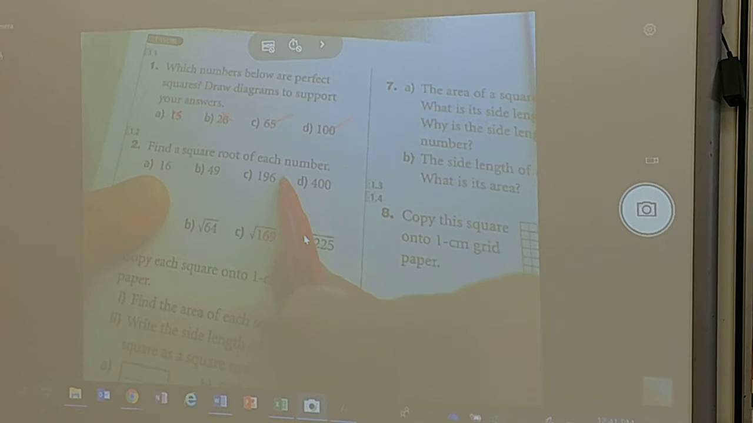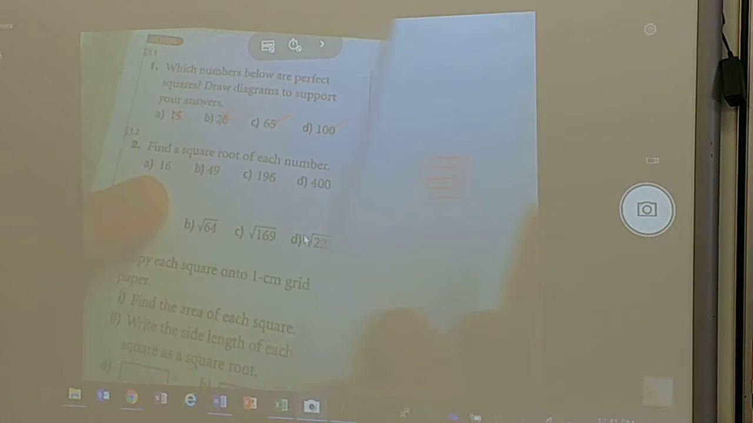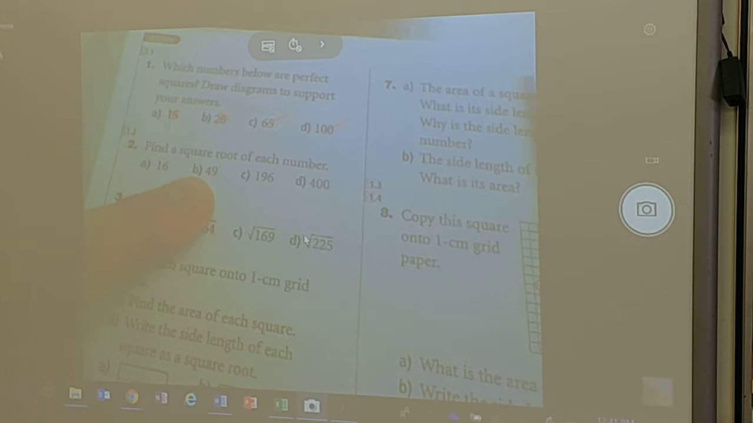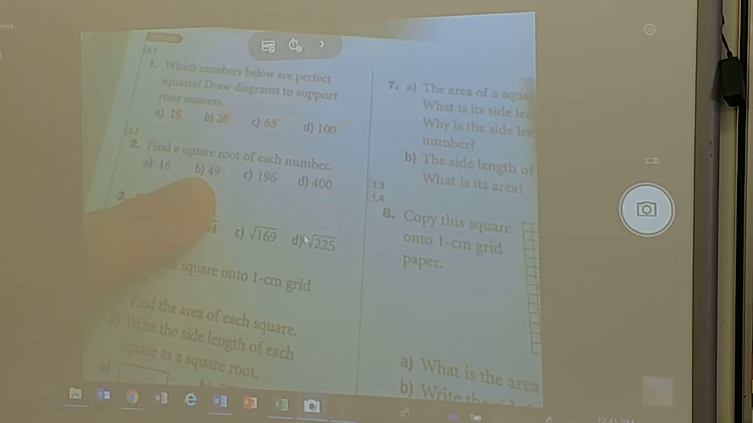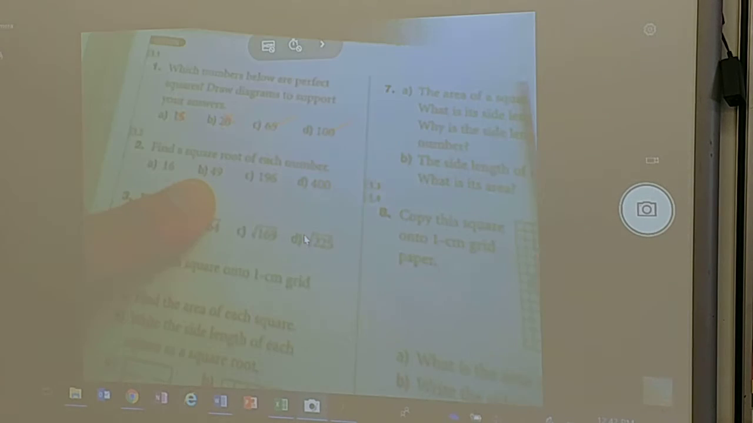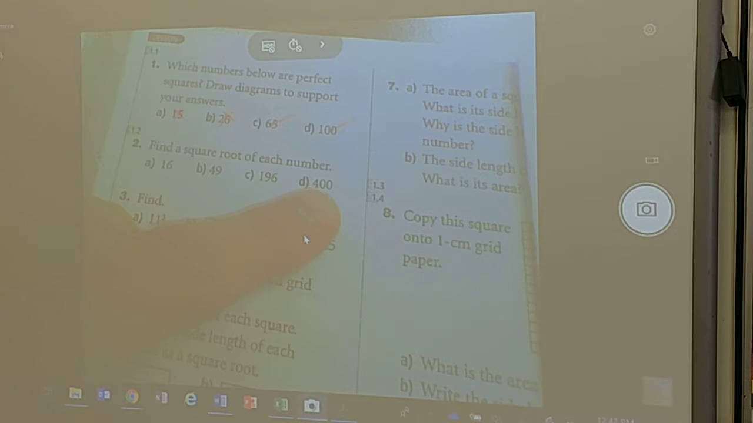Find a square root of each number. We see 16 here. The square root of 16 equals 4. This is the root from which the square grows. 49. What's the square root of 49? What times itself equals 49? Is that a perfect square? So what number should I look for? 7, you got it. If I drew a square that was 7 by 7, it would have 49. So for each of these, you're trying to find what times itself equals that number.